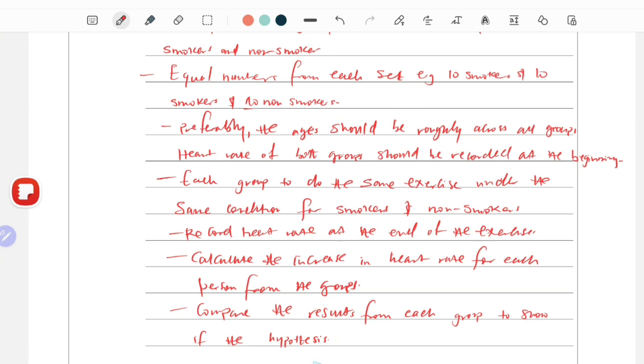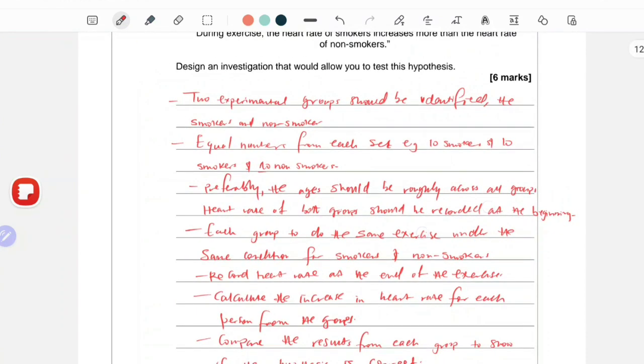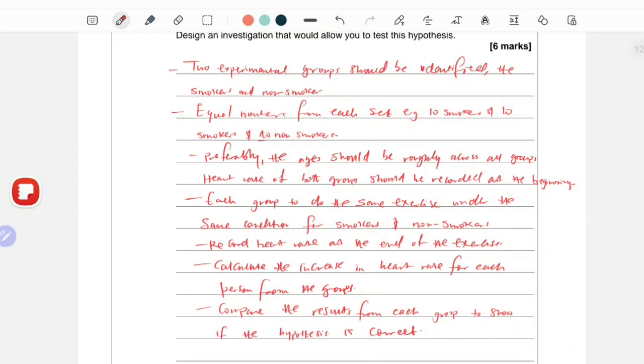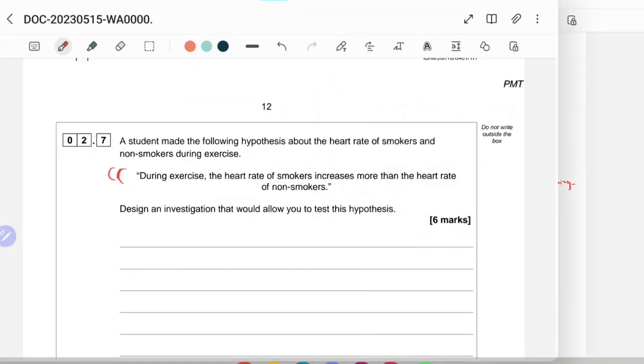So when you look at all of that, you compare the result from each of the groups to show if the hypothesis is correct. If it is not correct, you discard it. That means it is false. It is not something to hold on to. But if you check it and it's actually more, then the hypothesis is good. All right. So take your time now to read through these answers. That's why I just zoomed it that way. Next question.